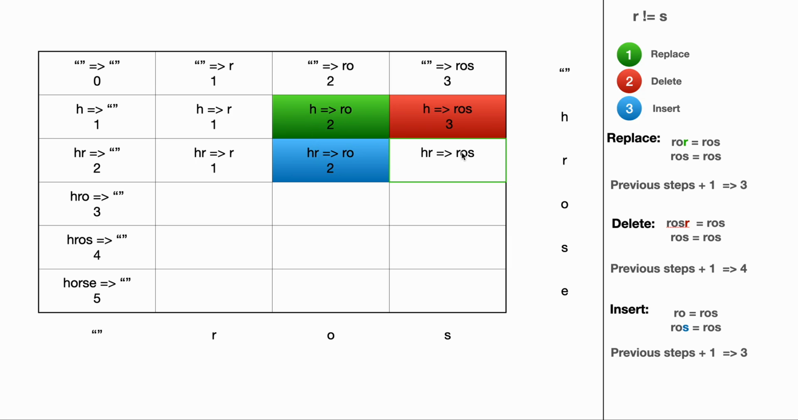For this column r is not equal to s, so we need to analyze these three steps. For the replace operation there is a string ro and we just need to replace the r with s so that it will become ros. And for the delete operation the string is ros, so we just want to delete this r so that it will become ros. In the insert operation there is a string ro and we just need to insert an s into it so that it will become equal.